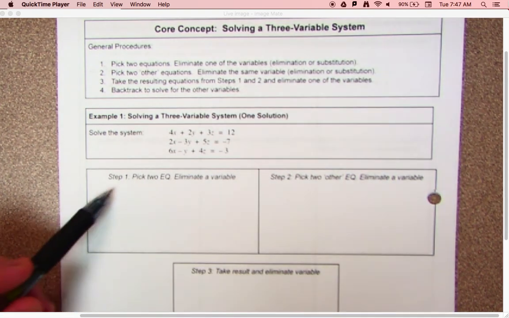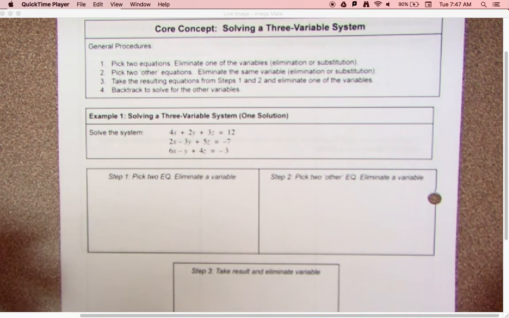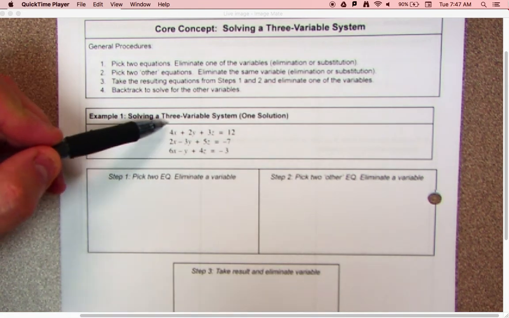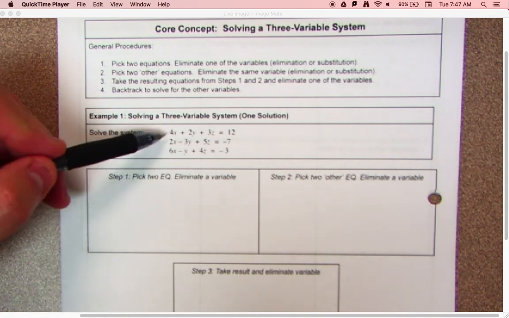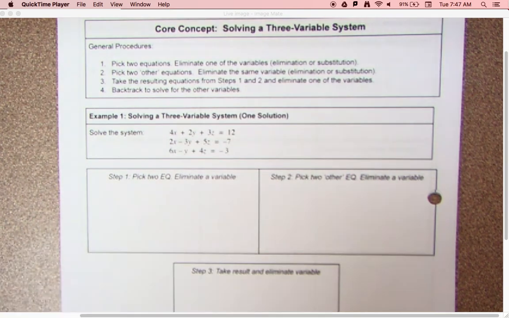Step 1, we want to pick 2 equations and eliminate a variable. All right, so that's just what we've been doing before. The only difference is we have 3 variables instead of 2. What happens when we eliminate one variable is we're still left with 2 variables, which is what we want. So I'm going to pick the top 2 equations right here, and I'm going to eliminate my x. It doesn't matter which variable you eliminate. You just have to make sure whatever variable you eliminate here, you eliminate the same variable there.